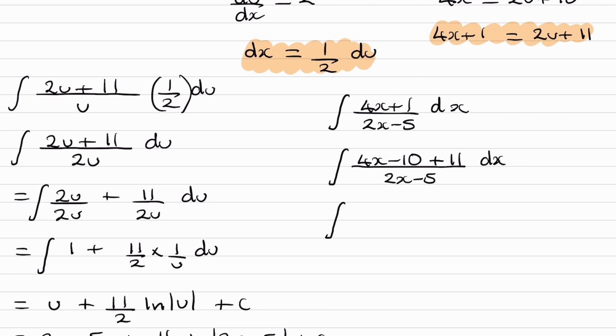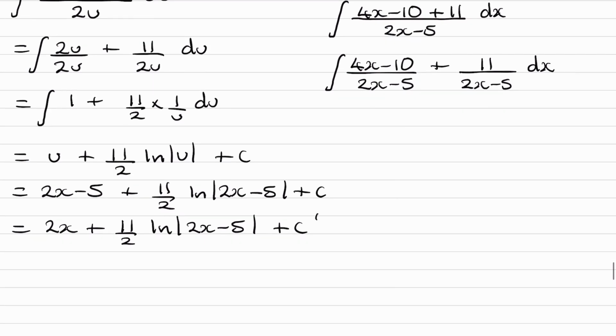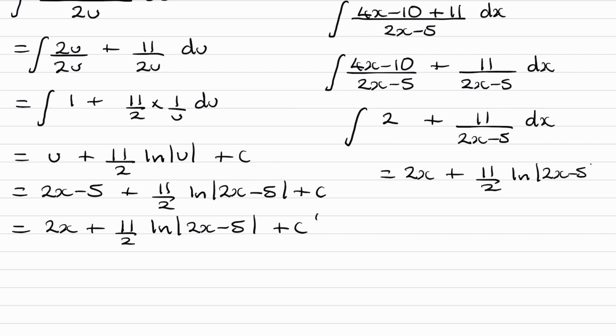Now we can separate this into 4x minus 10 over 2x minus 5 plus 11 over 2x minus 5. The first term, this one here, is just 2. The numerator is 2 times bigger than the denominator. So this is then the integral of 2 plus 11 over 2x minus 5. 2 integrates to make 2x, and this term here will integrate to make 11 over 2 ln of 2x minus 5.